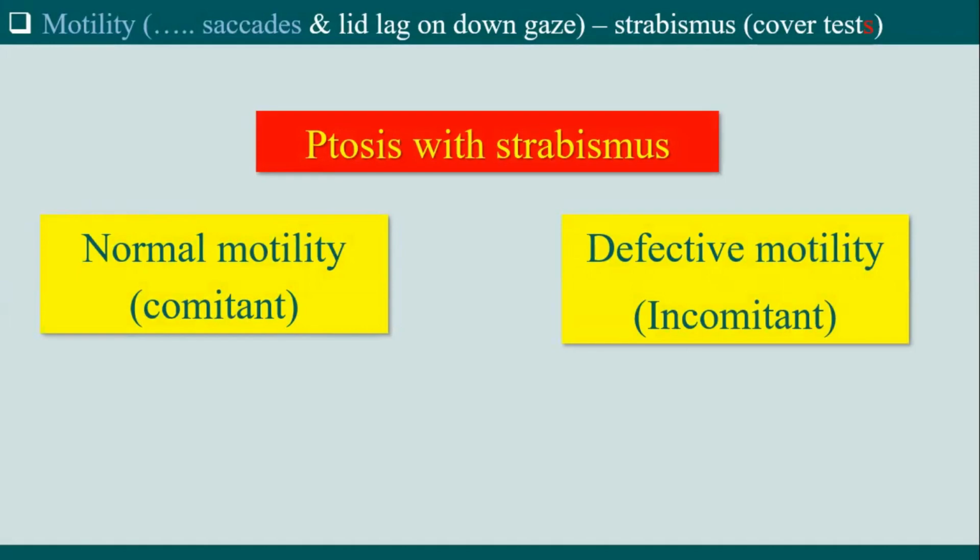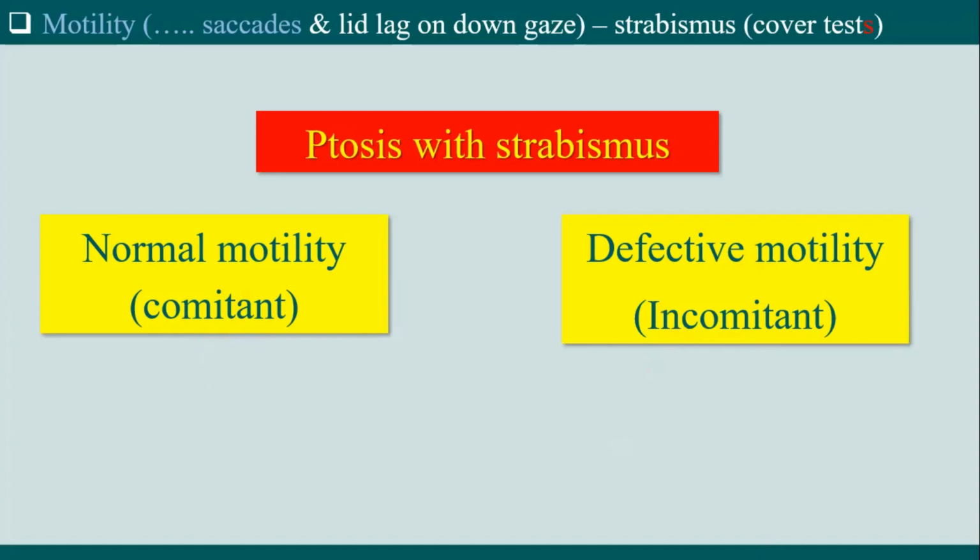Sometimes we have cases with ptosis and strabismus. Remember the close intimacy between strabismologist and oculoplastic surgeon. Based on motility testing, we can classify patients into normal motility, which is called comitant strabismus, or defective motility, which we call incomitant strabismus. We have examples under each heading, but this is not a strabismus class. Generally, in your mind, try to classify the causes into two types: ptosis with comitant strabismus and ptosis with incomitant strabismus.